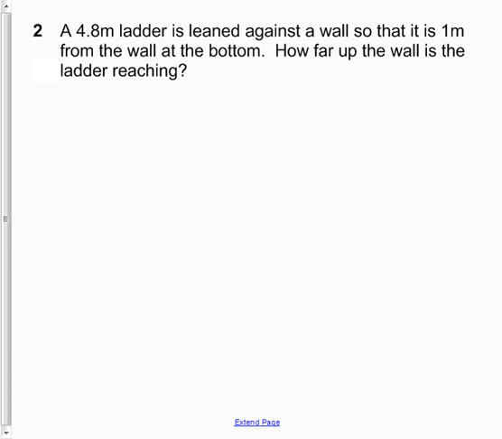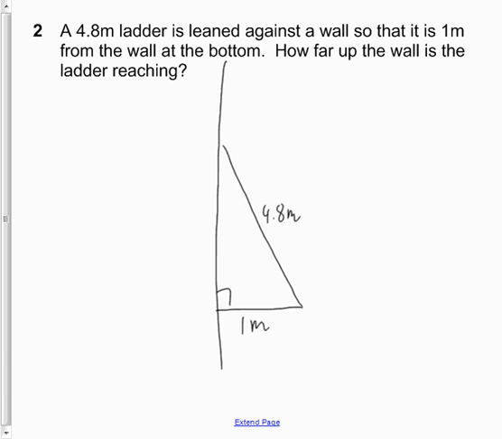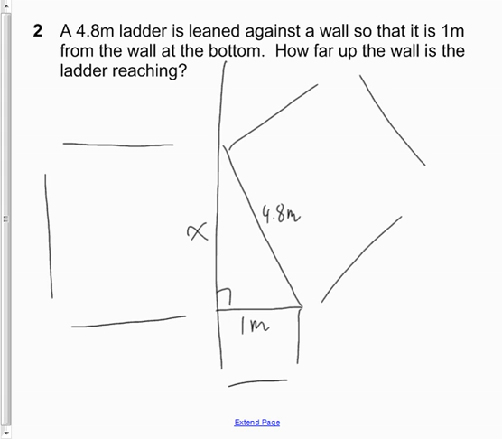The second question, most of you got it right. It says a 4.8 meter ladder is leaned against a wall. Since it's a story problem, a good strategy is always to draw what you read. So the ladder is leaned against the wall so that the bottom is 1 meter from the wall. Really what we have here is a right triangle with a missing leg. So I can draw my squares or use my theorem, it's up to you which one you use.